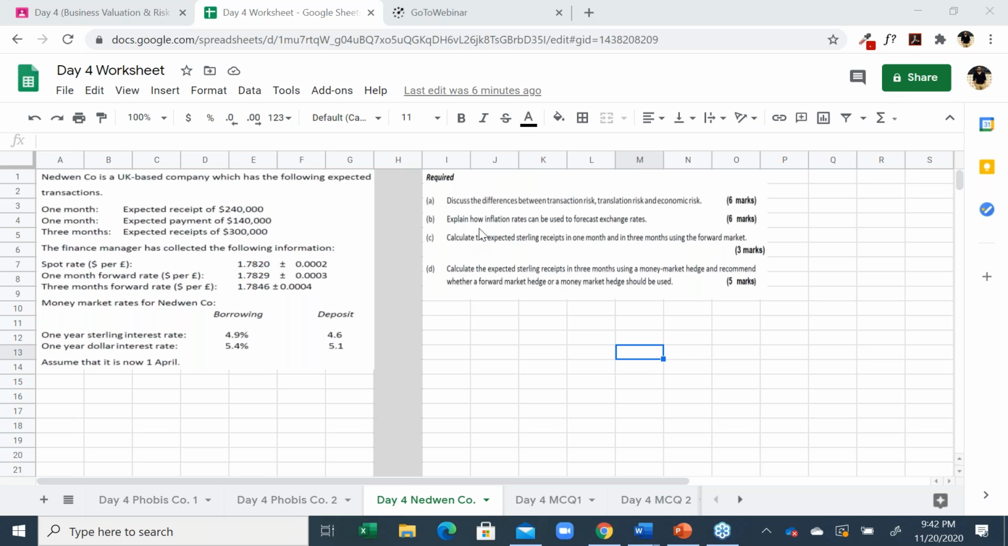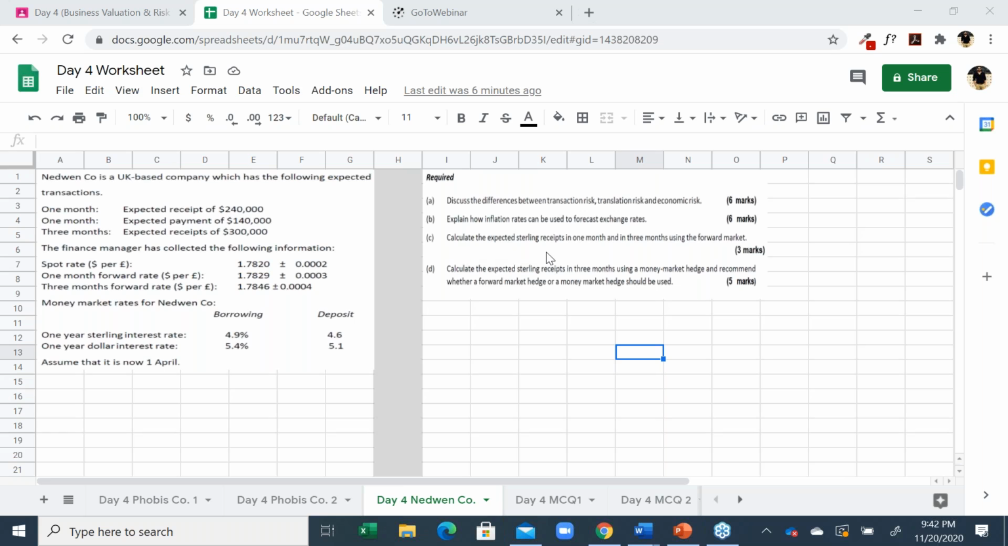Now, explain how inflation rates can be used to forecast exchange rates. Now, it is asking for a theory, that is purchasing power parity theory. So that's just an explanation. I have uploaded risk management handouts in which the exchange rate movements due to inflation, the topic has been explained there. So I'll just skip this for a while, and I'll just jump to the C part.